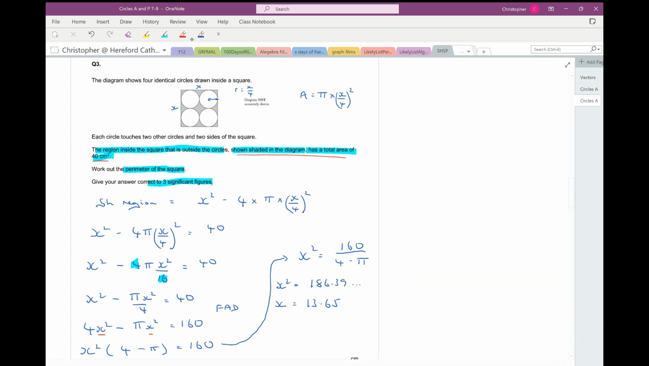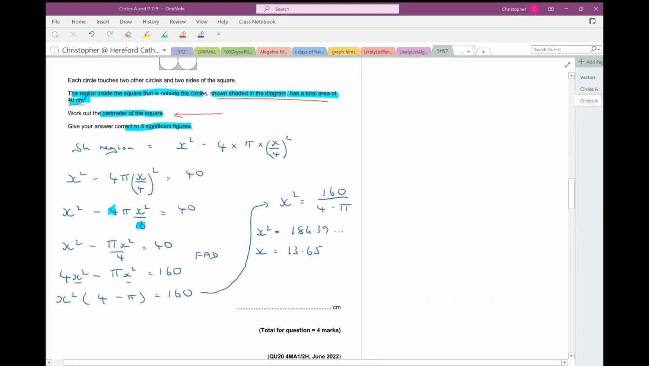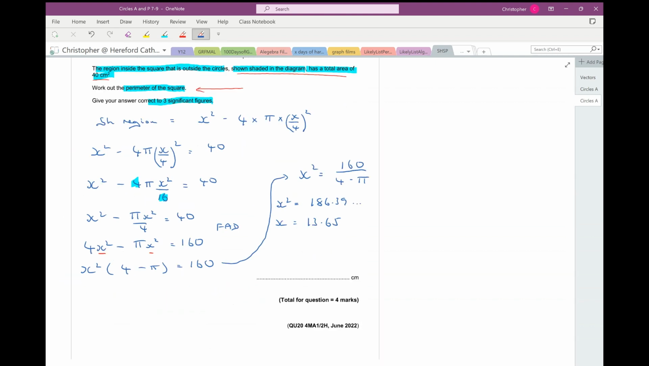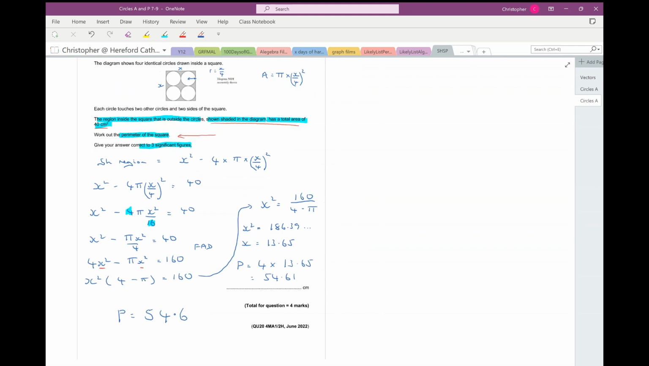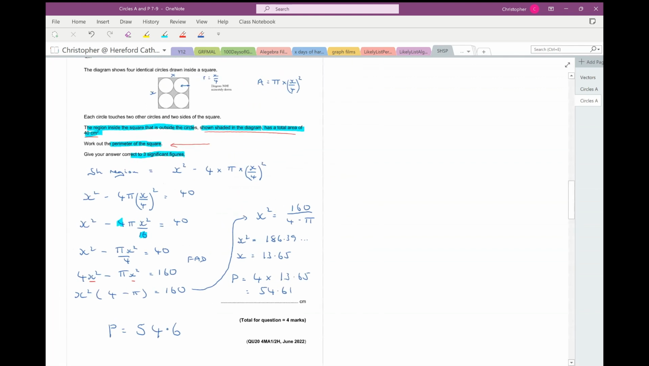Now what's the question ask me? It asks me for the perimeter of the square. So the perimeter of the square is going to be 4 times 13.65. So 4 times 13.65 on my calculator is 54.61. And so, correct to 3 significant figures, my answer is going to be that the perimeter is 54.6. That is question 3 done.